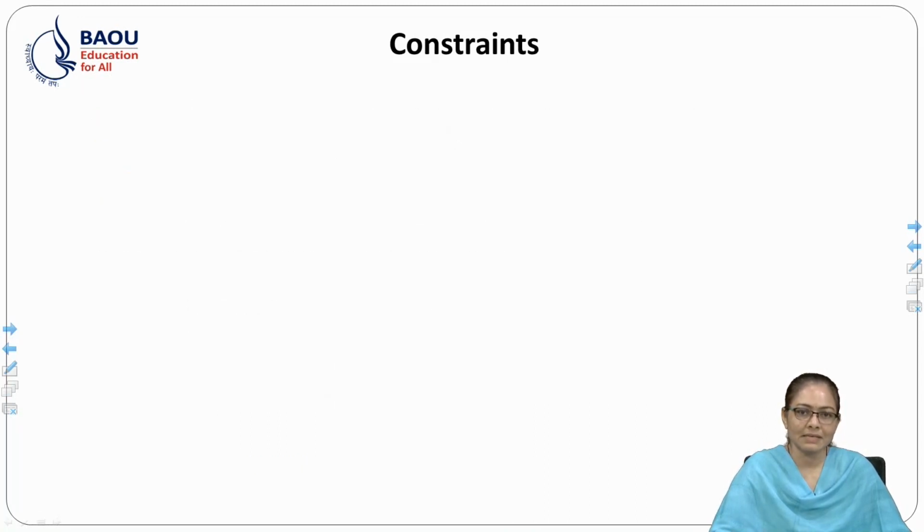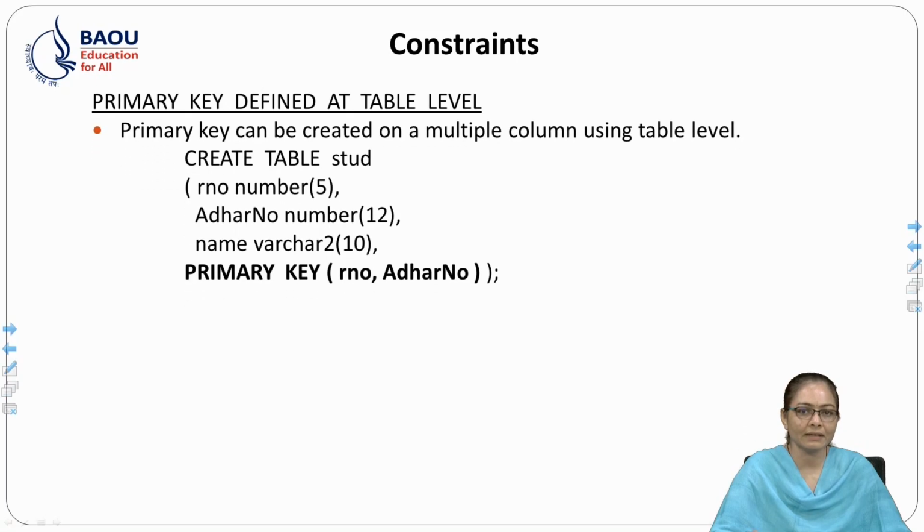Now, see the primary key defined at the table level. Here the primary key is defined at the end of the table definition. All the columns are defined, and after that the primary key is defined. The primary key can be created on multiple columns using table level.